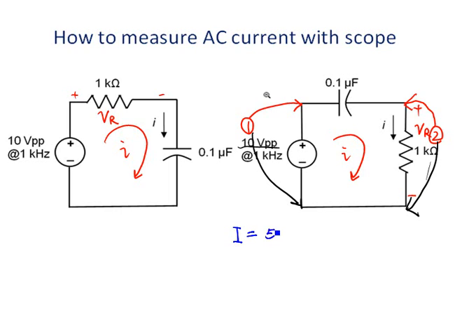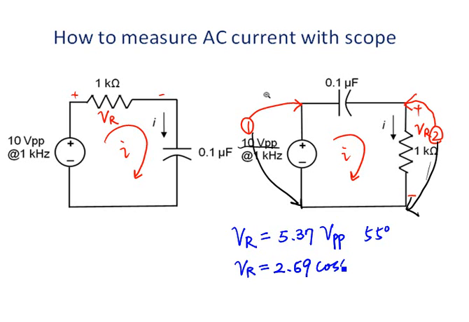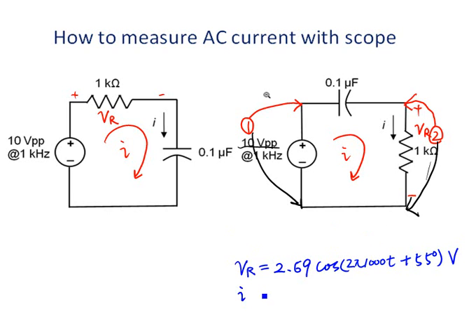So here we just got the voltage across the resistor. We measure the amplitude and phase angle separately. The peak to peak value is 5.37 volts peak to peak. The phase angle is 55 degrees. Notice the peak value should be 5.37 divided by 2. That is 2.69. In time domain should be the magnitude cosine 2 pi 1000 t plus the phase angle here. So we got the voltage, both the magnitude and phase angle.